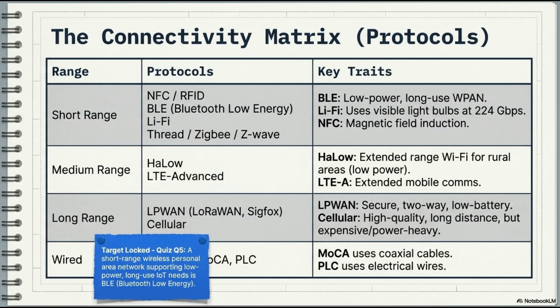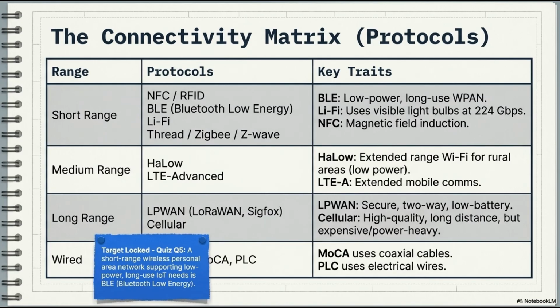Medium range has Halow, which is like extended Wi-Fi for rural areas, and LTE Advanced. Then long range uses LPWAN, like LoRaWAN and Sigfox. Which you use instead of cellular because cellular drains batteries way too fast. LPWAN lets a battery last for years. Good to know. And wired protocols are MoCA and PLC. Target locked. A short-range wireless personal area network supporting low-power, long-use IoT needs is BLE, Bluetooth Low Energy. Notice those keywords. Short range, low power.